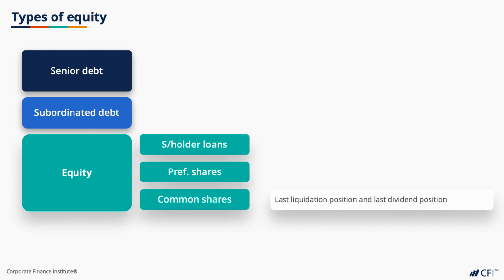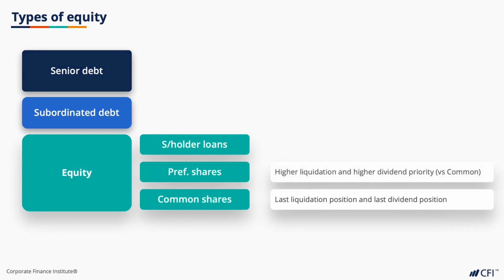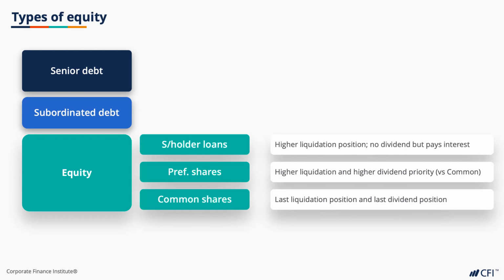Above that, we have preferred shares. Preferred shares have a higher liquidity position, which means if the company is sold, they get paid out before the common shareholders. They also have a higher dividend priority versus common shareholders, meaning they would be paid a dividend before any common shareholders. And then above that, you have the highest equity liquidity position in a shareholder loan. There is no dividend attached to a shareholder loan, but it can pay interest.